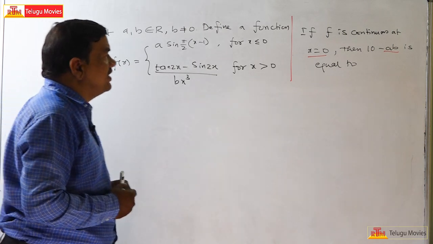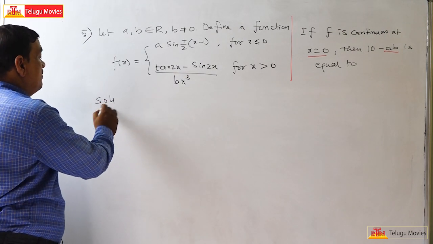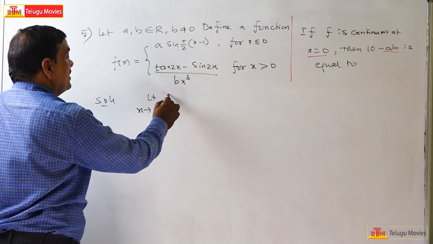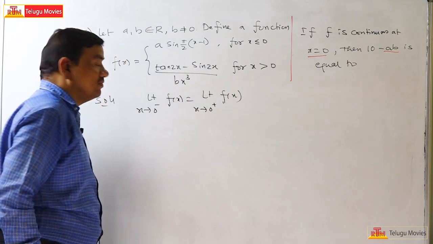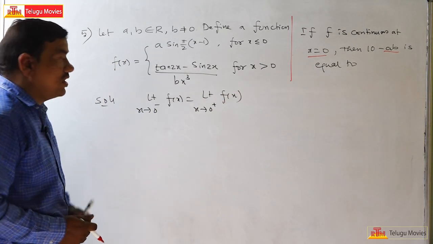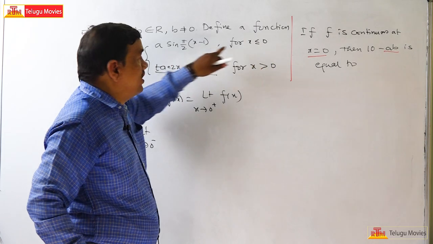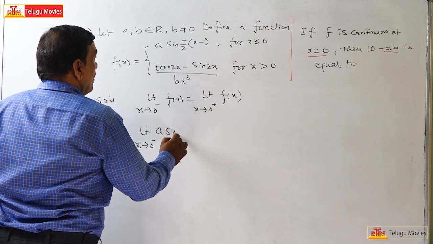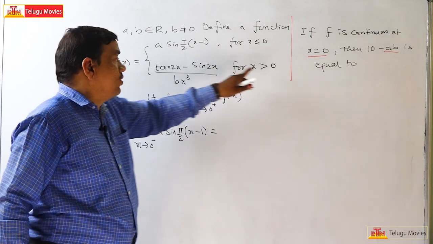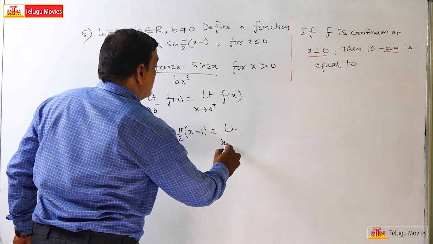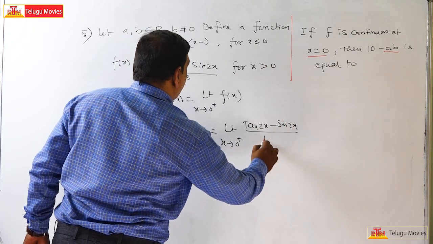It is given that f is continuous at x equal to 0. That means limit x tends to 0 minus f of x is the same as limit x tends to 0 plus f of x. Left hand side limit and right hand side limit are both equal. Limit x tends to 0 minus, for x less than or equal to 0, is a sin of (pi by 2 x minus 1). For x greater than 0, the condition is limit x tends to 0 plus of (tan 2x minus sin 2x) upon b x cube.